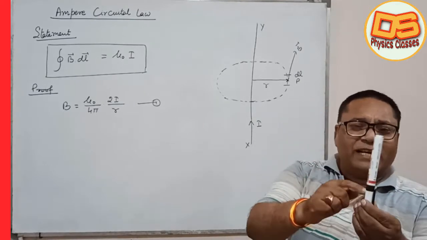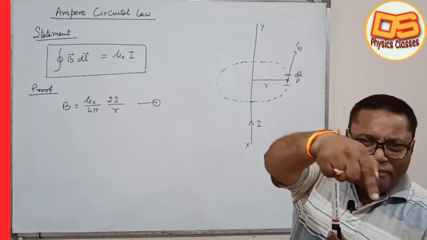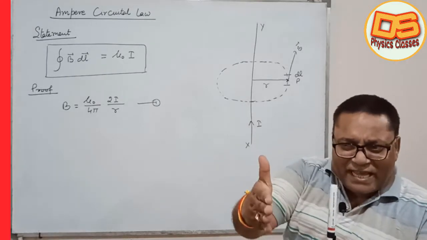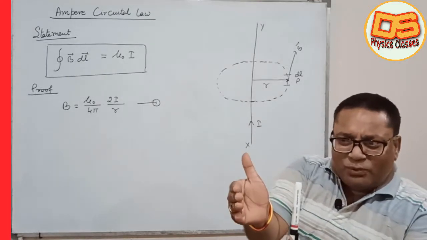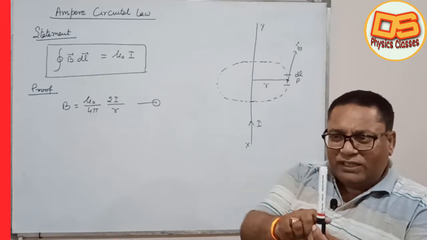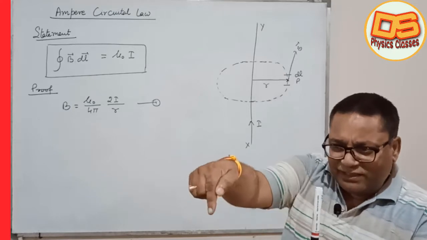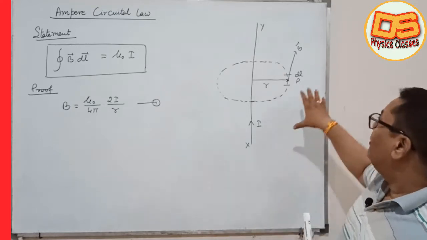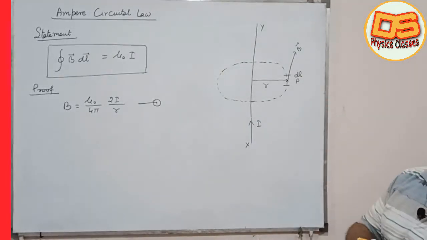Let this be the conductor XY and P the point lying on this circumference. Then dl and B, both directions are parallel to each other. Clear? This is the point P, this is dl and this is B. B and dl are both parallel to each other.